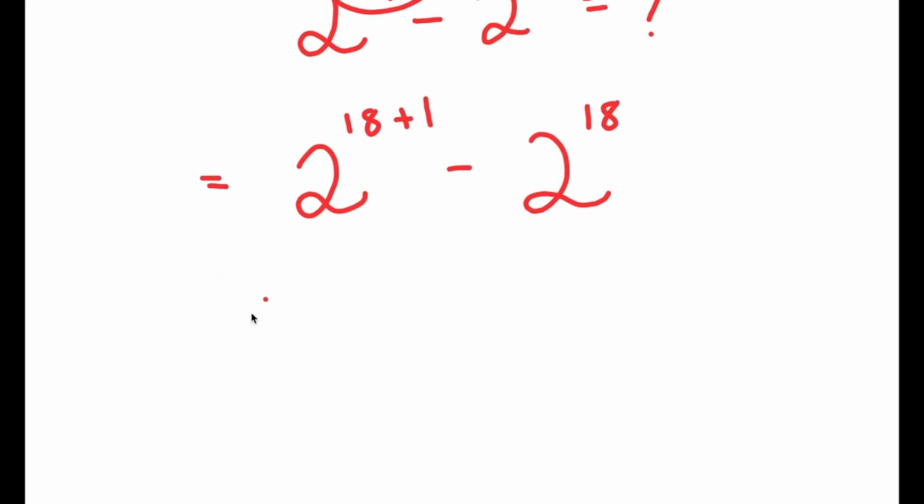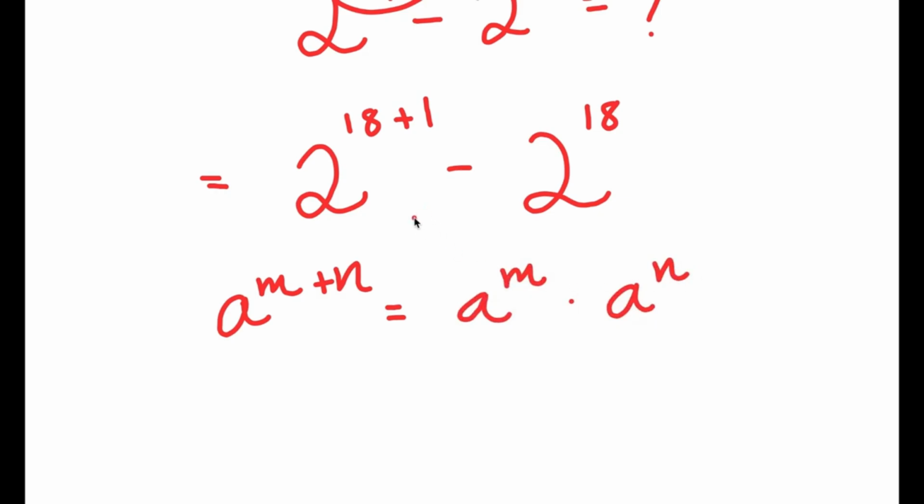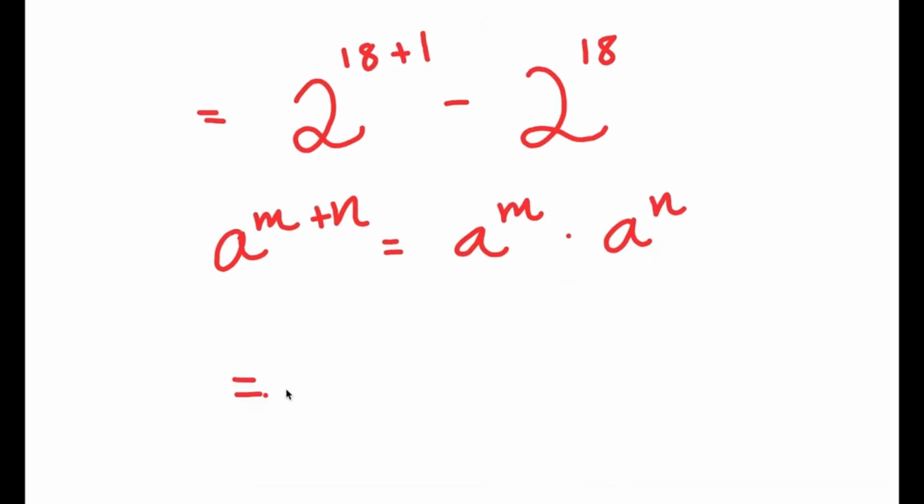And if I have something in the form a to the power of m plus n, this is equal to a to the power of m times a to the power of n. So 2 to the power of 18 plus 1 is equal to 2 to the power of 18 times 2 to the power of 1. And now I have this minus 2 to the power of 18.